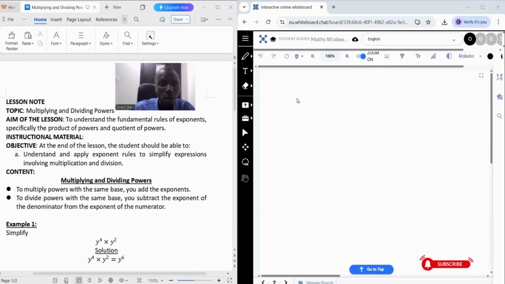Now, to multiply powers with the same base, you add the exponents. Let's say, for instance, we have a raised to power m multiplied by a raised to power n. With this, we have the same base. So what we're going to do here is to add the exponents. So we can have this to be a raised to power m plus n.